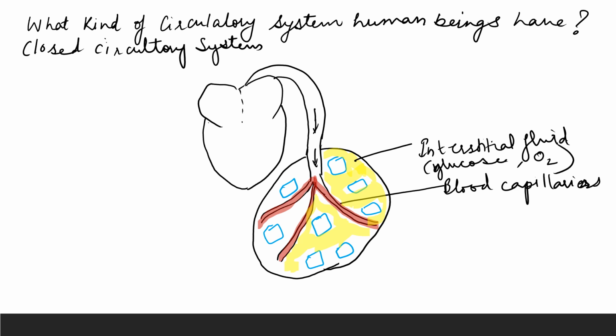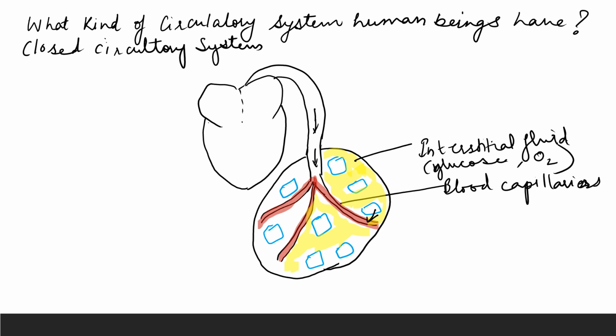So from these capillaries, yellow color fluid is coming out, which is known as interstitial fluid, and it contains glucose and the gas oxygen, right? So it will go in this area into the cells. Now these cells will also release something which is known as carbon dioxide, and carbon dioxide will again go to this area, that is a capillary.